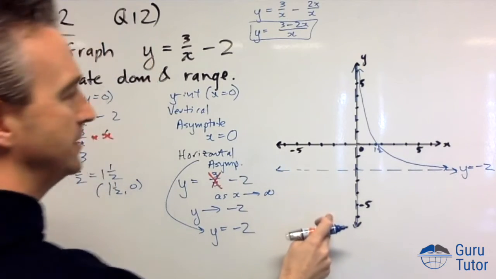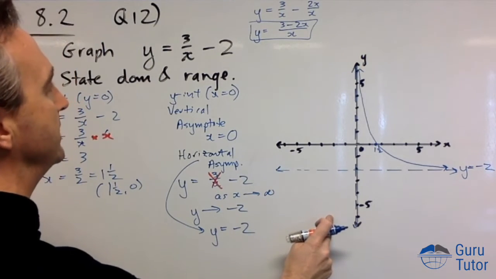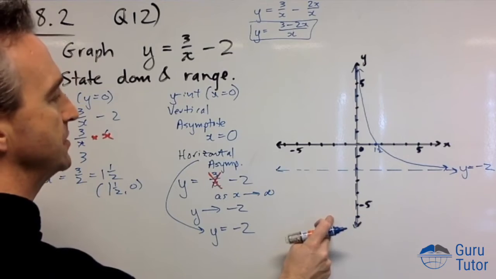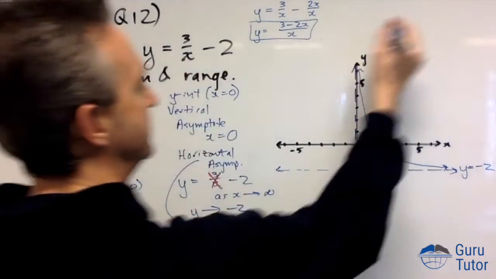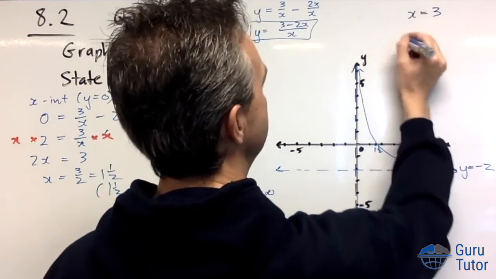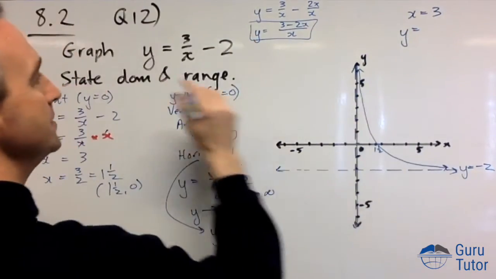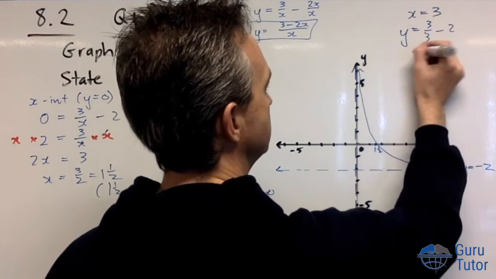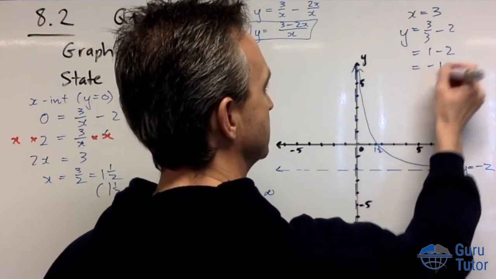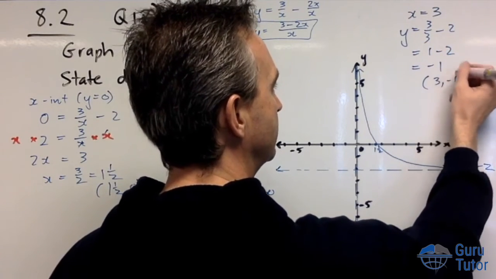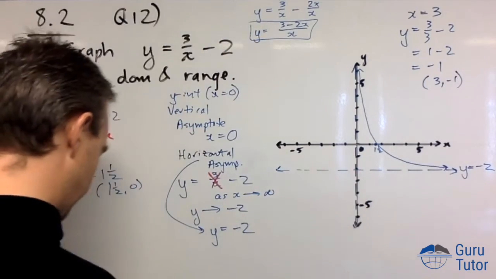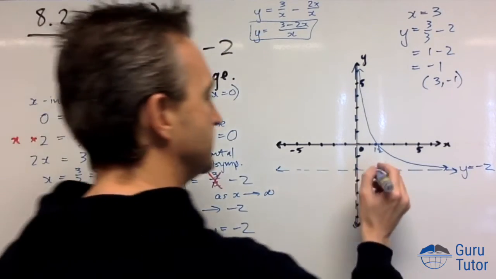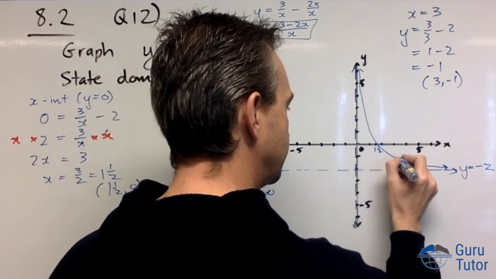But just to check that, why don't we put in a value, just to convince ourselves that this is true. So why don't I put in x equals 3. Y equals 3 over 3 minus 2, which is 1 minus 2, which is minus 1. So we have the point 3, negative 1. No, I messed that up. We already know that, sorry. 1, 2, 3, negative 1 is there.